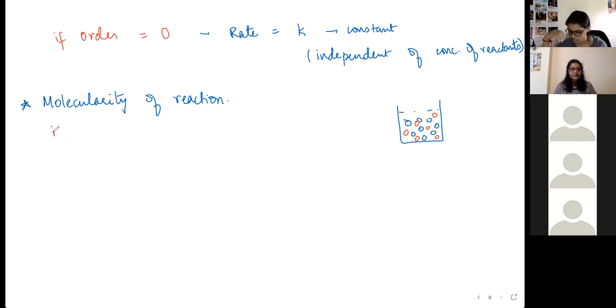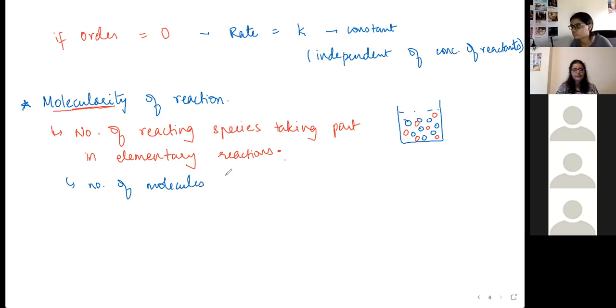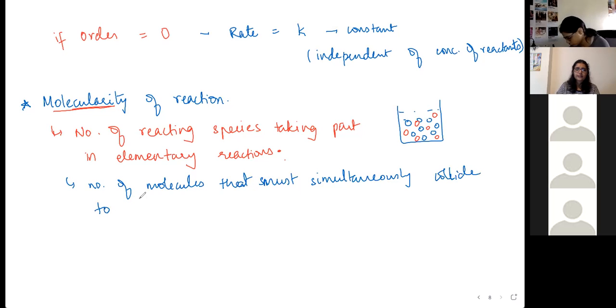So molecularity, its definition is the number of the reacting species that are taking part in the reaction. This is defined specifically only for elementary reactions. Basically, the idea behind molecularity is you're checking how many molecules, so it's the number of molecules that must simultaneously collide to bring about that chemical reaction.